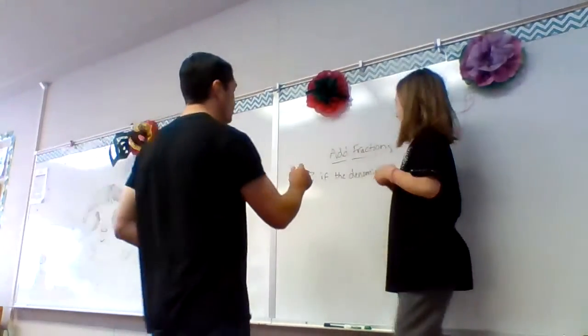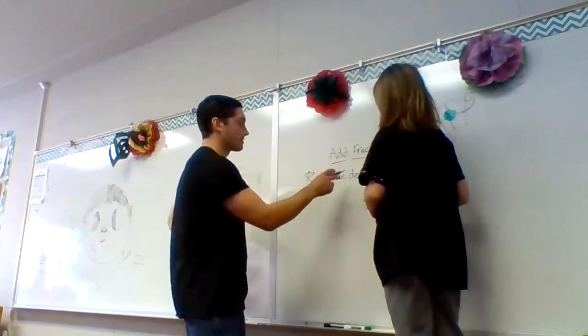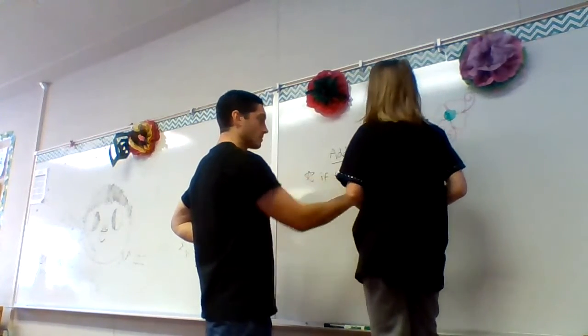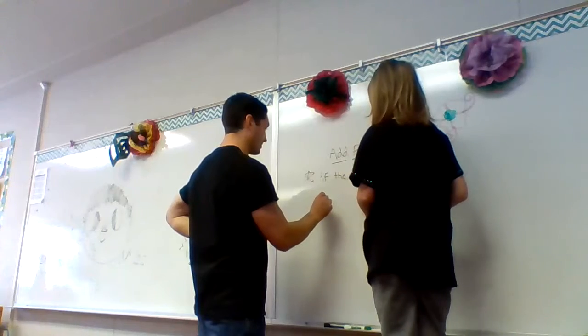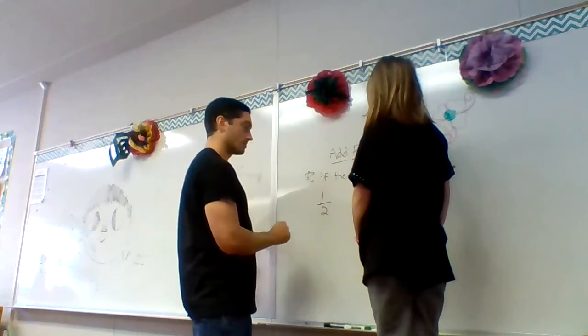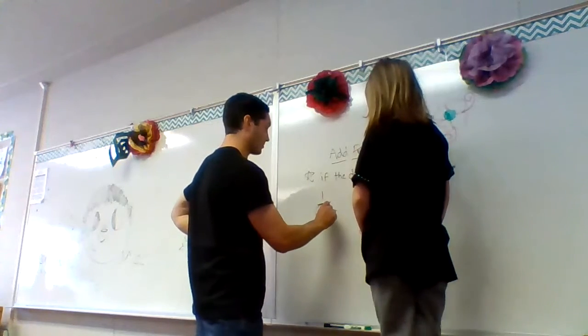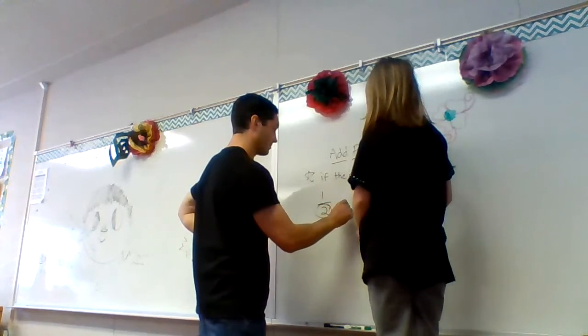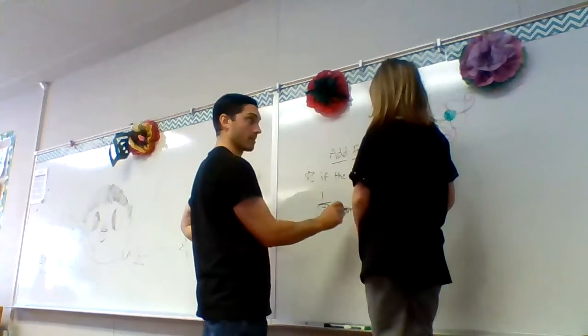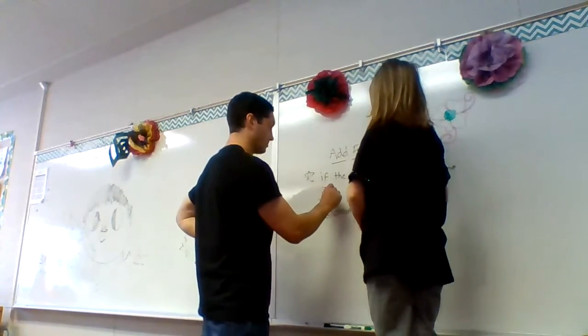Okay. So if we are adding fractions, and if the denominators are the same, in a fraction like this, what's our denominator? 2. So what's our numerator? 1. Okay. So the bottom is the denominator, the top is the numerator.